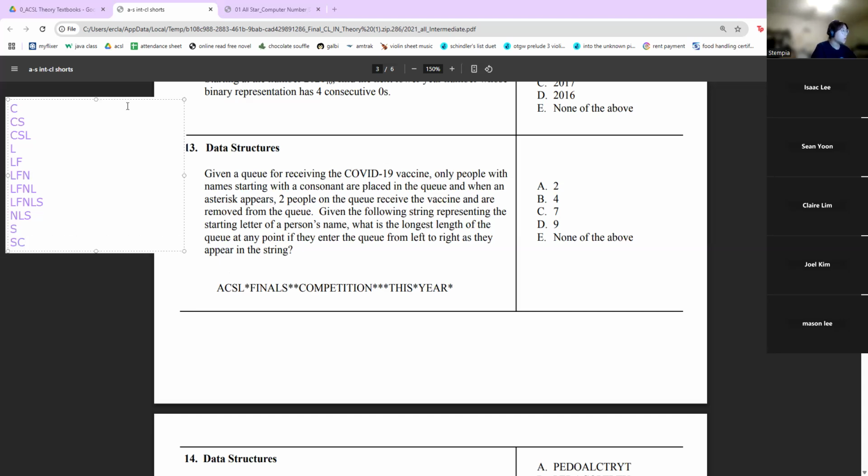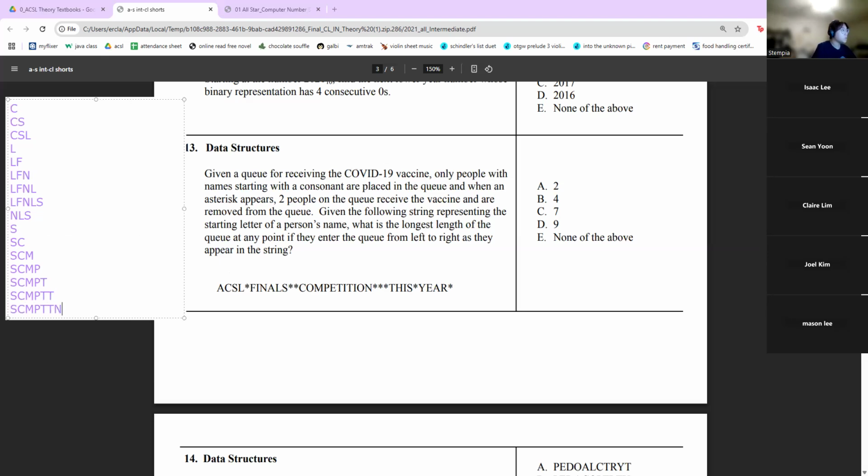Then we have C in competition, we skip the O, we have SC, and we have SCM for the M in competition, then we have SCMP, we skip the E, we have SCMPT, we skip the I, we have SCMPPT, skip the other I, skip the O, and then we have SCMPTTN.